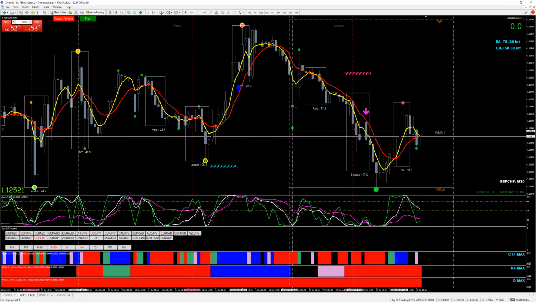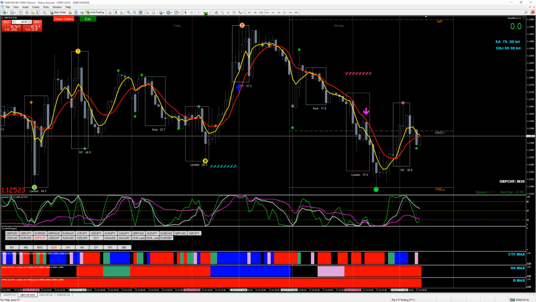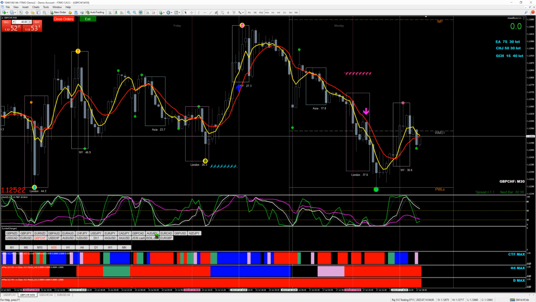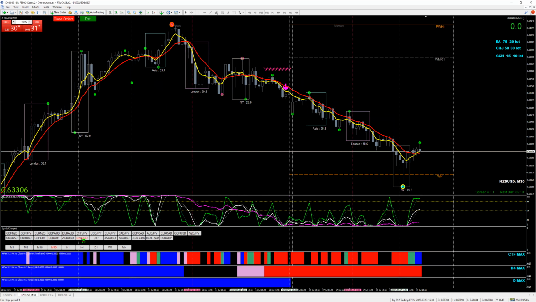Pound Swiss lined up. 20 pips, and you got 14 out of this. So, CH 15, 40. You see, this was not lined up. Aussie dollar, New Zealand dollar.